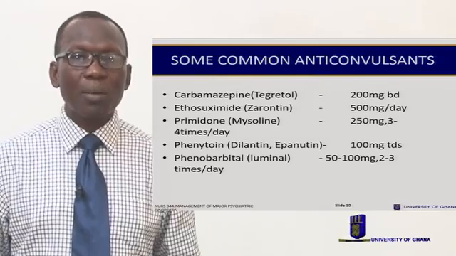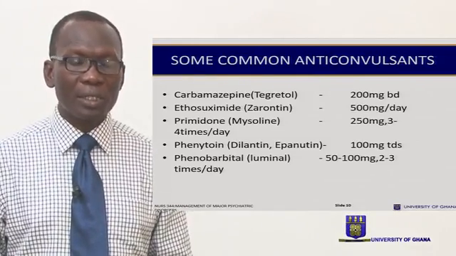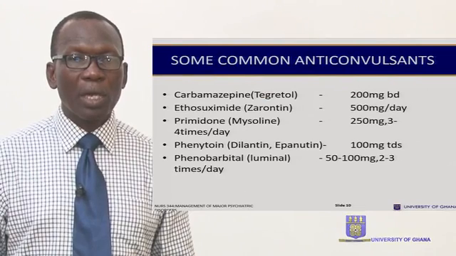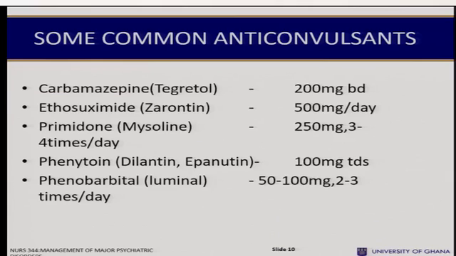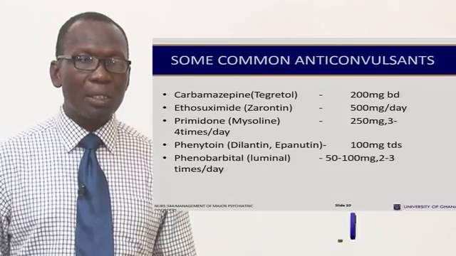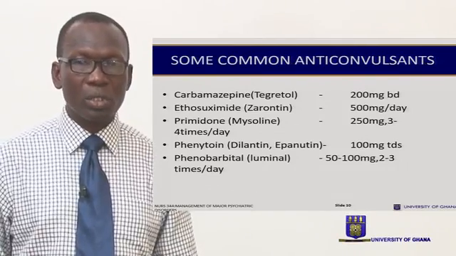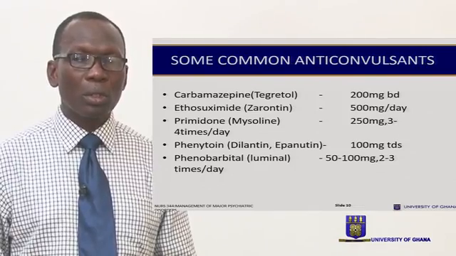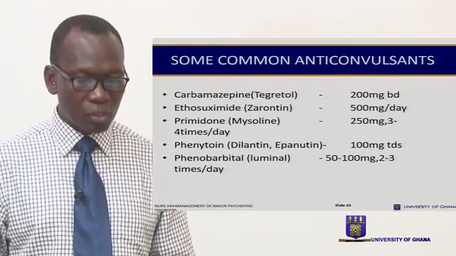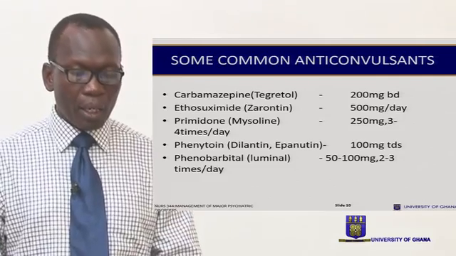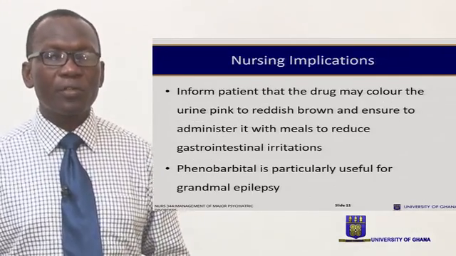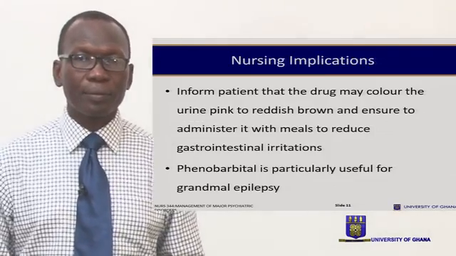Let's look at some of the common anticonvulsants in use. We have Tegretol or carbamazepine, ethosuximide, which is also called Zarontin, primidone, which is Mysoline, phenytoin, and then phenobarbital. These are drugs that we use in the management of seizure disorders or convulsions. What are your implications for serving this medication as a nurse?